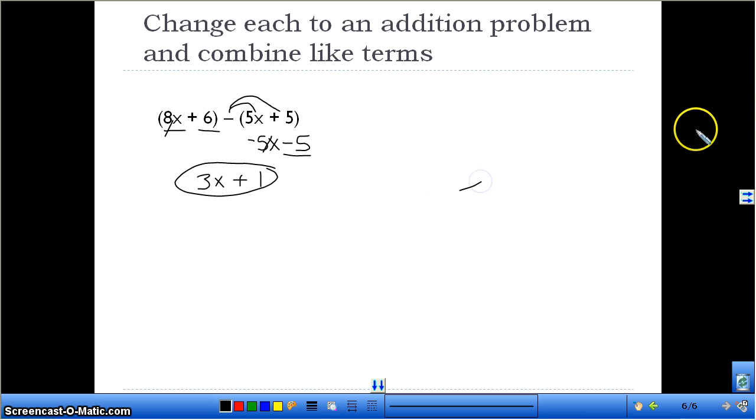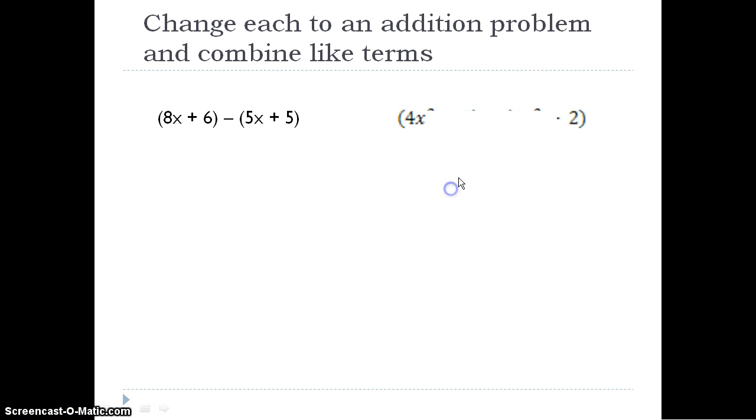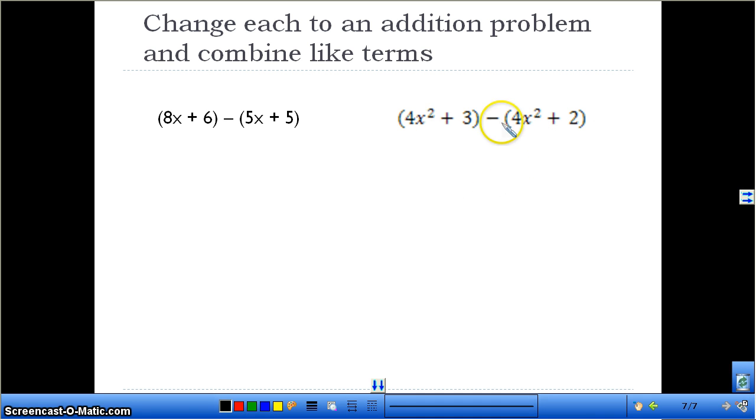Let's do another one here. Before you combine your like terms, make sure that you change it to an addition problem by distributing the negative. So the 4x squared becomes a negative 4x squared, and the positive 2 becomes a negative 2. Now, let me add my 2 in there. You're going to combine your like terms here. So you have 4x squared minus 4x squared, and what do you know? That cancels out completely. That would be 0. And then you have 3 and a negative 2. 3 minus 2 gives you a positive 1. That's your final answer for that.